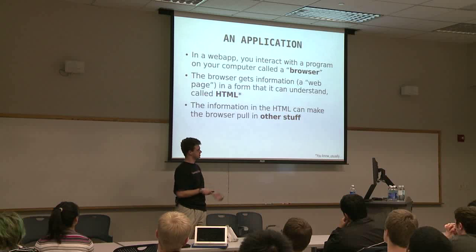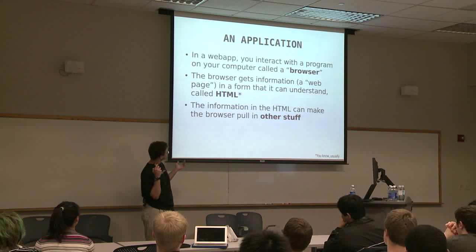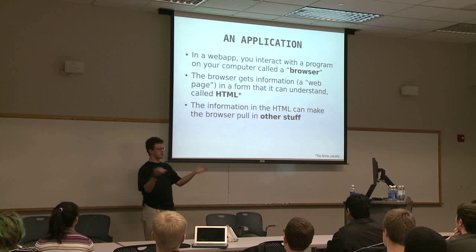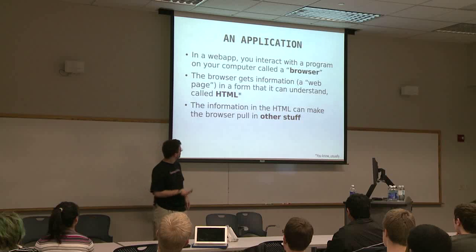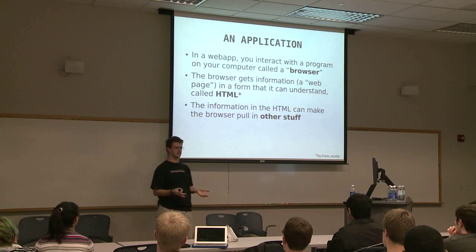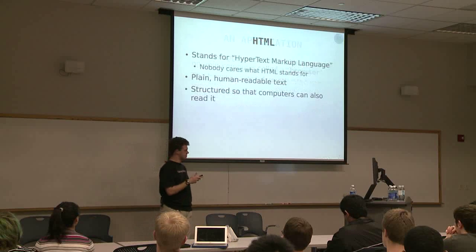There are other things the browsers can display. Most of the internet is in a form called HTML. And HTML is just a way of encoding a web page. And the information in the HTML can say, OK, well, here's what the web page looks like. And by the way, you're going to need all this other stuff, too. So we'll get to more on that in a second.